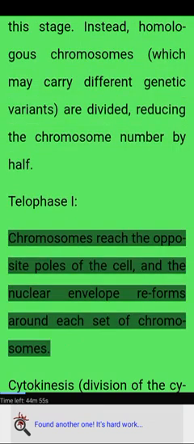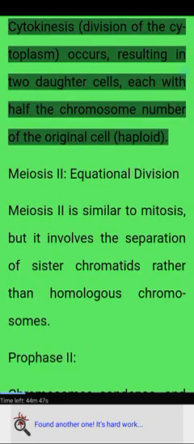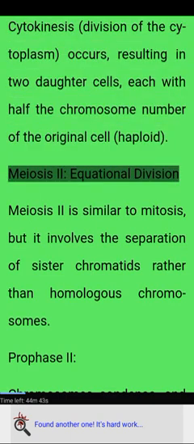Telophase I. Chromosomes reach the opposite poles of the cell, and the nuclear envelope reforms around each set of chromosomes. Cytokinesis, division of the cytoplasm, occurs, resulting in 2 daughter cells, each with half the chromosome number of the original cell, haploid. Meiosis II, equational division.